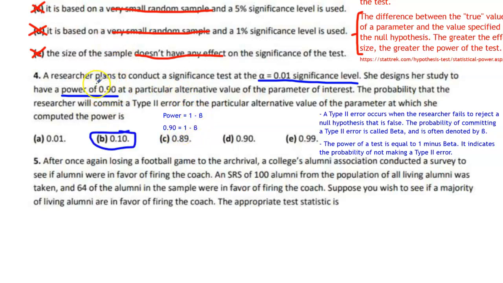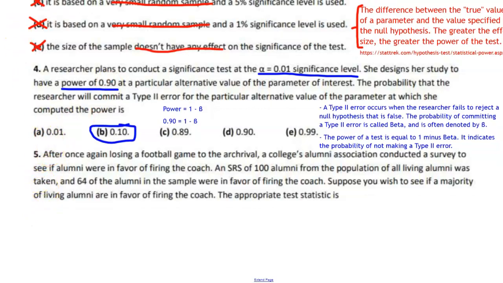So remember, power, you could think about it as the inverse of the probability of a type 2 error, right? If the power is 0.90, the probability of a type 2 error is going to be 0.10. If the power is 0.99, the probability of a type 2 error would be 0.01.